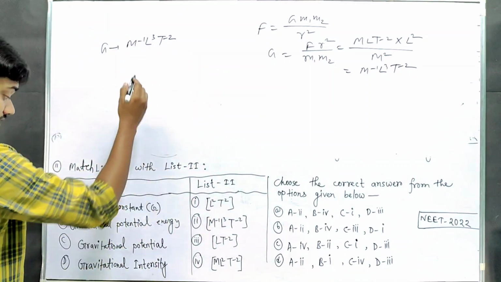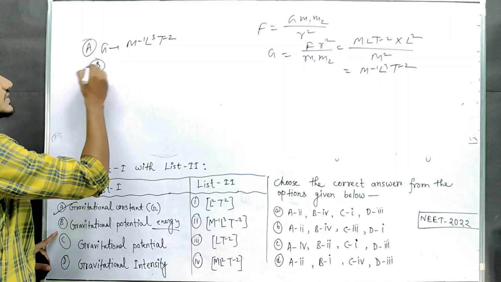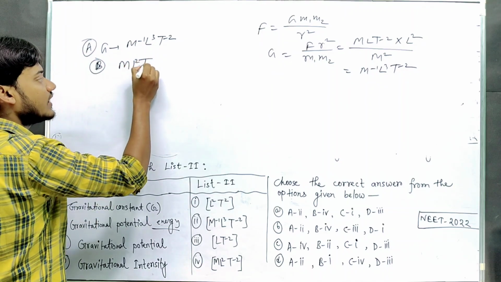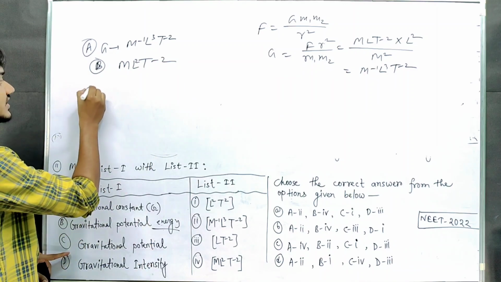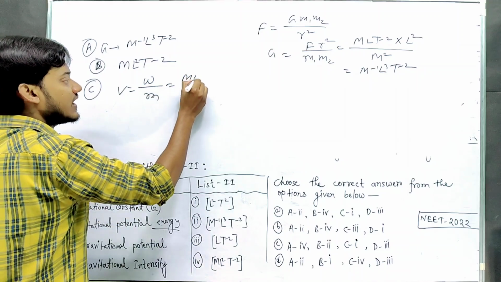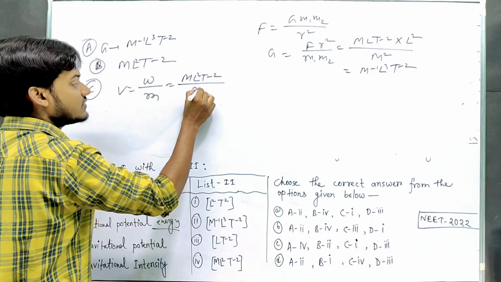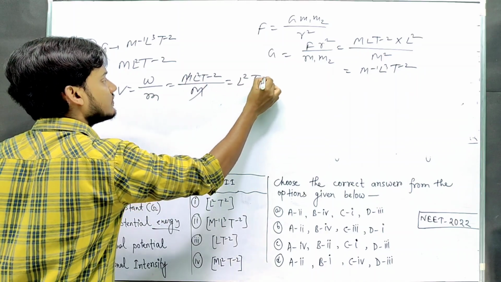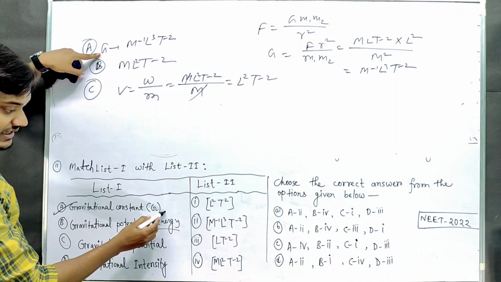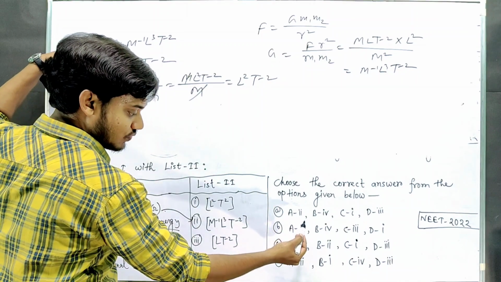Okay. Next, gravitational potential energy. So energy means, this is option A. Option B. B means energy means ML square T inverse 2. Gravitational potential. Gravitational potential means work done by mass. Work done equals ML square T inverse 2 by mass equals, M cancels out, L square T inverse 2. Okay, so G equals gravitational constant M inverse L cube. So A will be 2. A will be 2. Here 2, 2, 2.